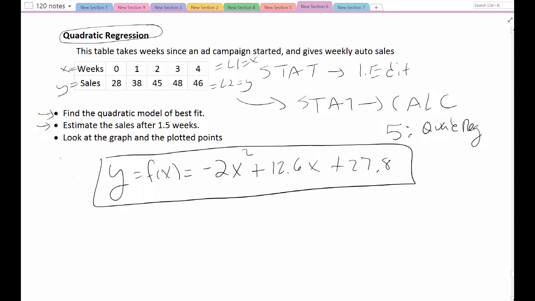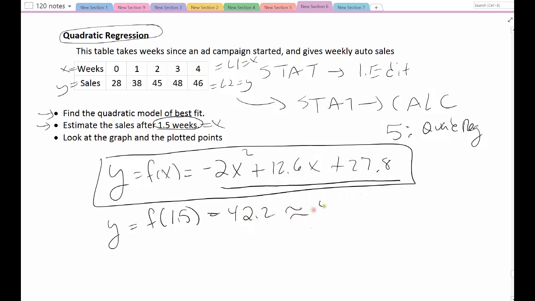So I want to estimate. Again, they gave me the sales at the beginning of each week. So we want to know, what were the sales between week 1 and week 2? So at about 1.5 weeks, what were the sales? And so we're going to plug this in. That's my X value, so I'm going to find f of 1.5. I'm plugging it into this equation to figure out what their sales were in about 1.5 weeks. All right, it comes out to be about 42.2, so 42 would be the auto sales, or approximately, since we did round.